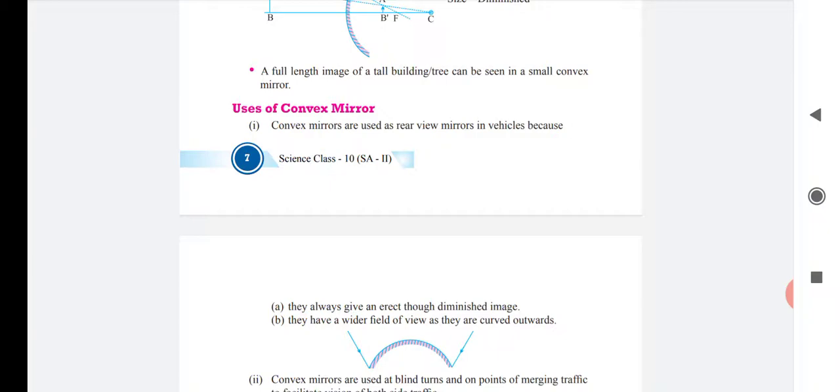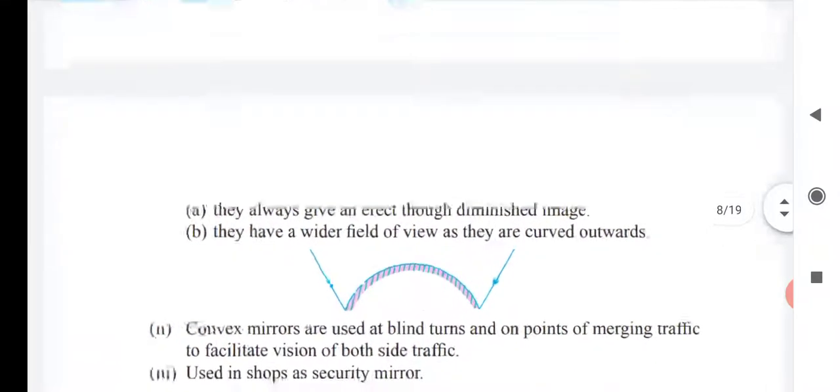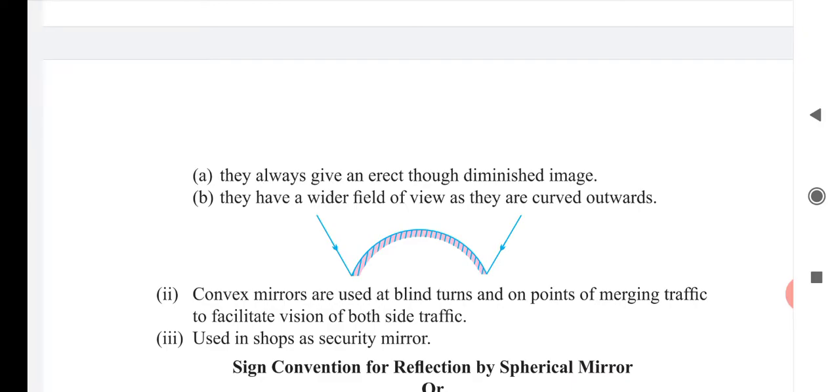Now, the reason why convex mirrors are used as rear view mirrors is that they always give an erect though diminished image, and they have a wider field of view. They are curved outwards, so they give a wider field. Like you can see one kilometer of traffic in the mirror, with the persons appearing diminished. Whoever is standing behind your car or vehicle will appear very small in the mirror. That is the reason we use convex mirrors as rear view mirrors.